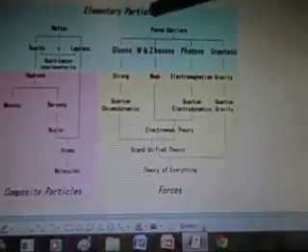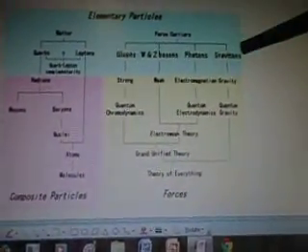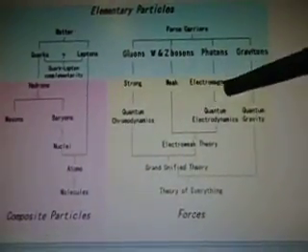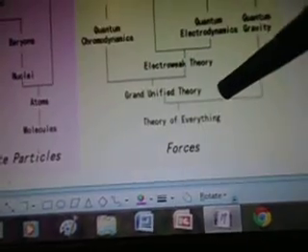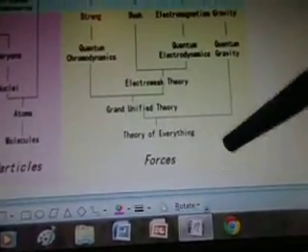So here's the elementary particles diagram, and it shows the force carriers are gluons, W, Z bosons, photons, gravitons, strong, weak, electromagnetism, gravity, quantum chromodynamics, quantum electrodynamics, and quantum gravity, electroweak theory, grand unified theory, theory of everything, and then it says forces. On this side we have matter, quarks, leptons, quark, lepton, complementarity, hadrons, mesons, baryons, nuclei, atoms, and molecules, composite particles.